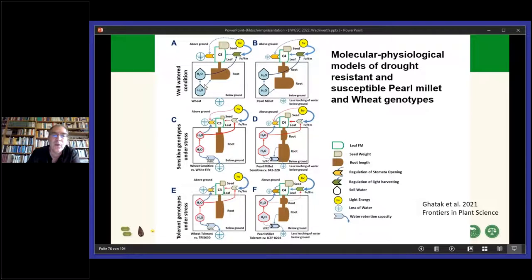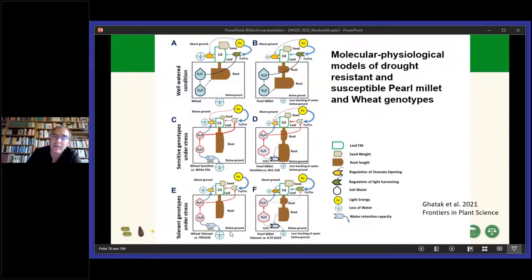If you look at wheat and pearl millet genotypes, you see they have completely different root morphology, for instance. They also have different yield. And if you put them under drought stress, the sensitive lines start to develop completely different root morphology, very pronounced in the sensitive pearl millet genotype, but also in the wheat genotype. The tolerant genotypes do not develop such strong differences in root morphology. They do not escape from the drought stress, but they have other mechanisms.